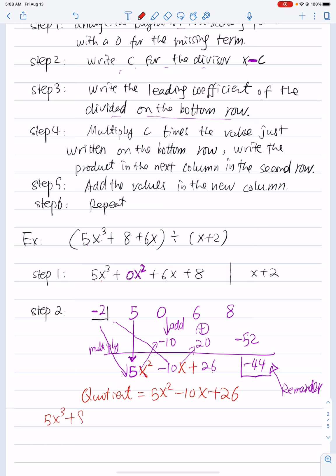So what is our final answer here? 5x cubed plus 8 plus 6x divided by x plus 2 is 5x squared minus 10x plus 26 plus what? Negative 44 over x plus 2. Okay, so your quotient is always what? 1 power down for the synthetic division because it's always divided by x minus c.